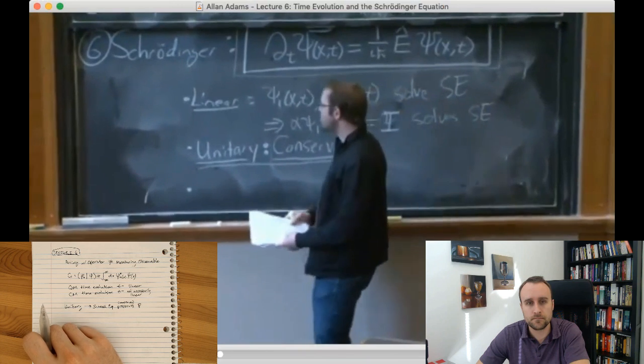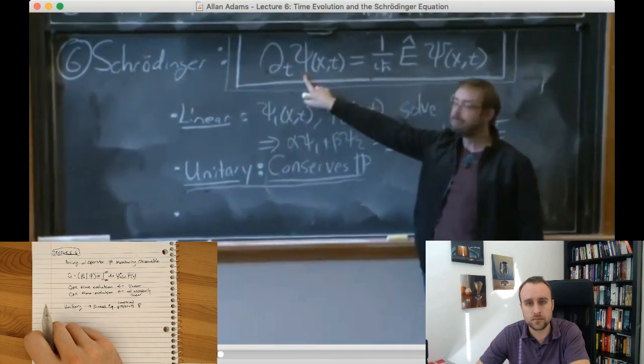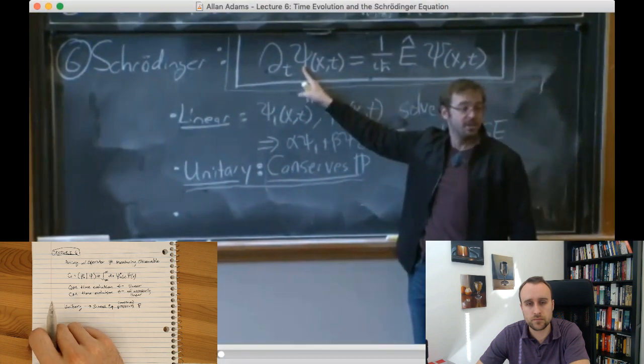And the third, and this is, I think, the most important, is that the Schrödinger evolution, this is a time derivative. It's a differential equation. If you know the initial condition and you know the derivative, you can integrate it forward in time. And there exist some uniqueness theorems for this.